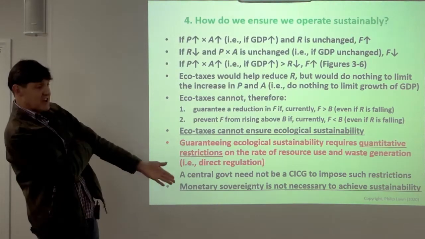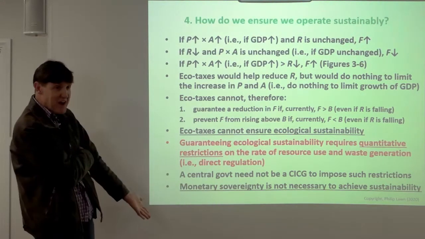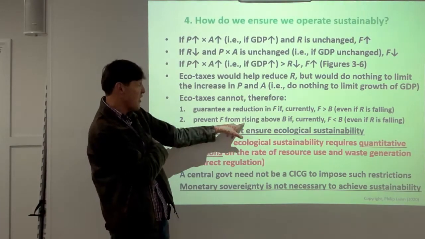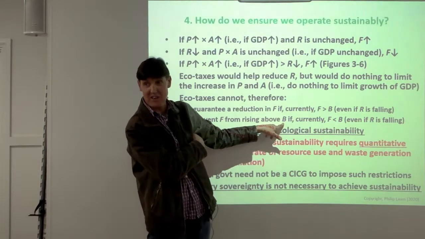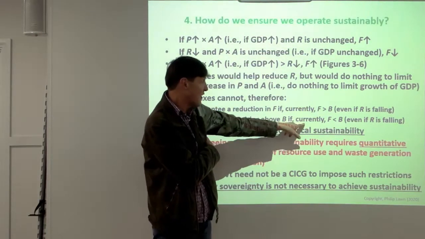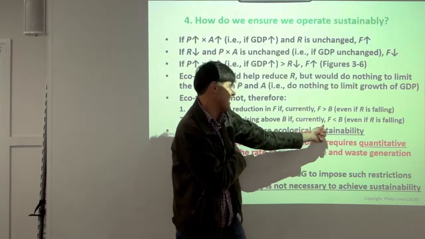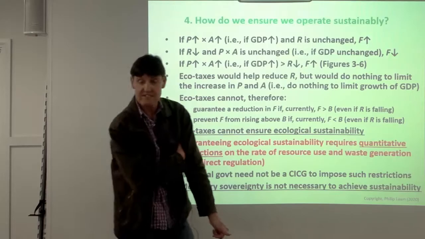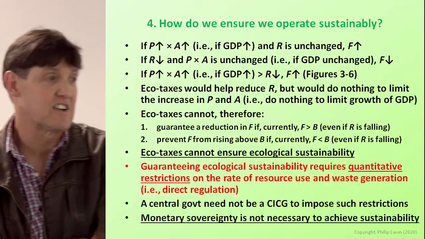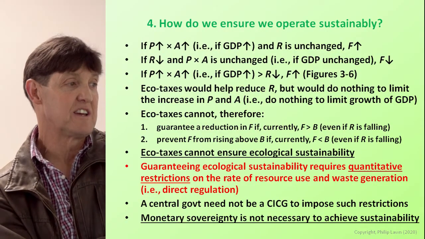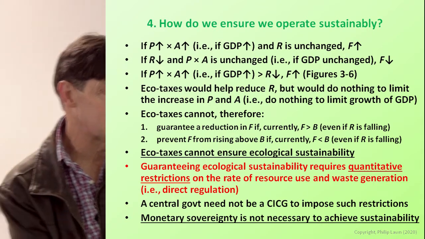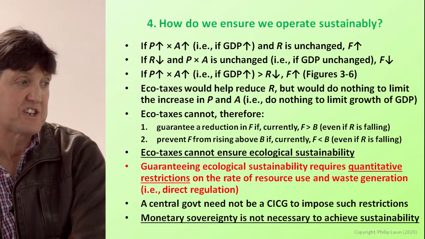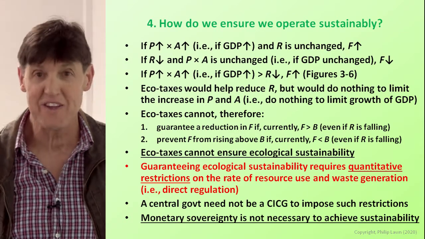Nor could it even, if we go back to 1961, you've got this situation. So eco-taxes can't prevent F from rising above B, which it did by about 1970. If that was 1961, F was less than B, which it was, even if F was falling, which it was. So eco-taxes cannot ensure ecological sustainability. Guaranteeing ecological sustainability requires quantitative restrictions on the rate of resource use and waste generation, direct regulation. That's the only way you can do it.